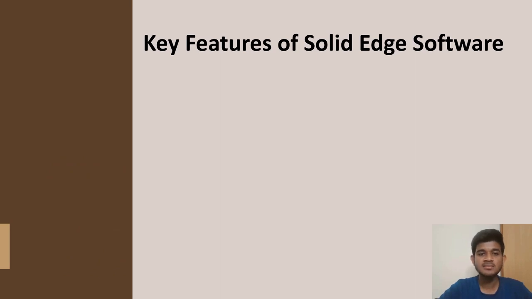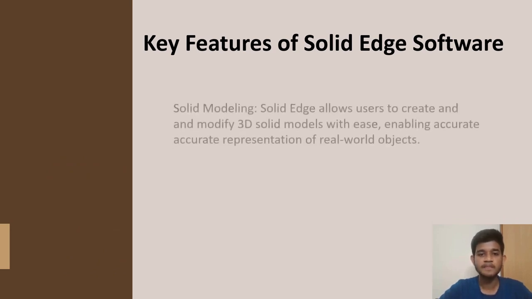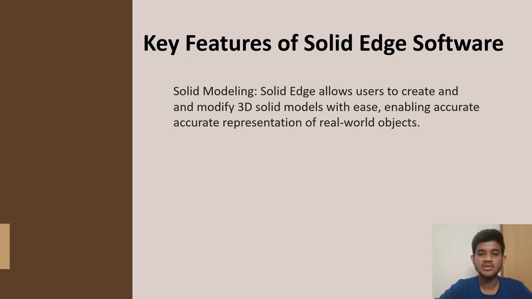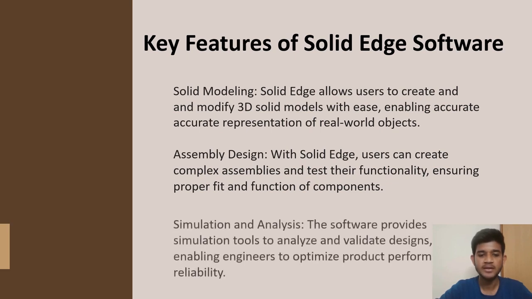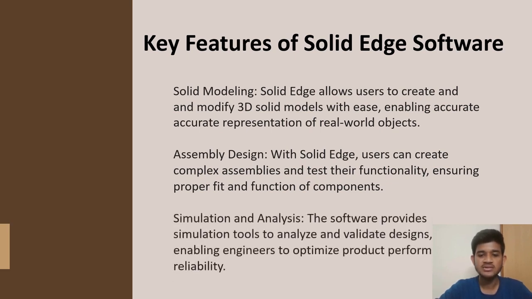Now let us see some of the key features of SolidEdge software. First one, solid modeling. SolidEdge allows users to create and modify 3D solid models with ease, enabling accurate representation of real-world objects. Second one, assembly design. With SolidEdge, users can create complex assemblies and test their functionality, ensuring proper fit and function of components. Third, simulation and analysis. The software provides simulation tools to analyze and validate designs, enabling engineers to optimize product performance and reliability.